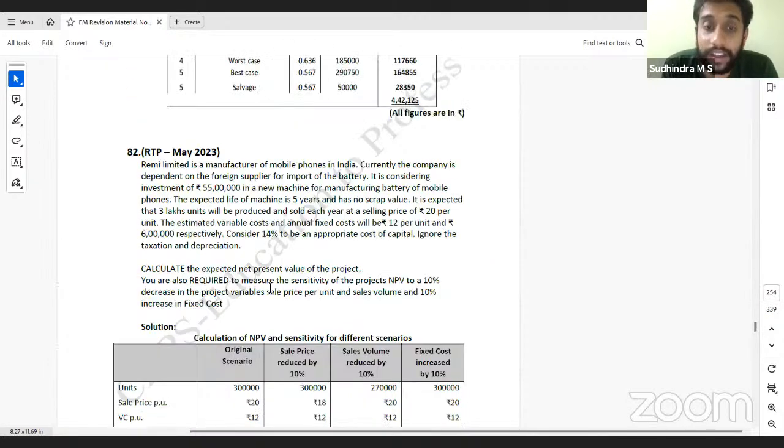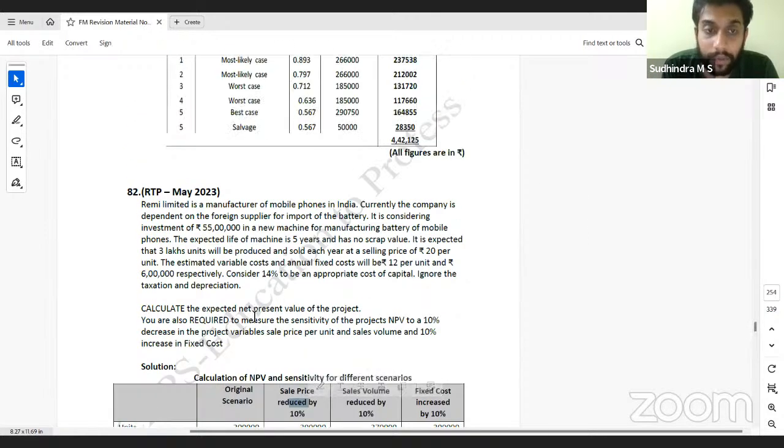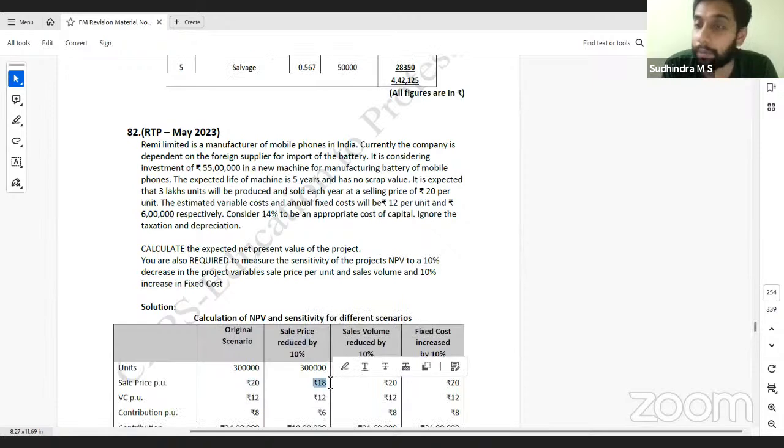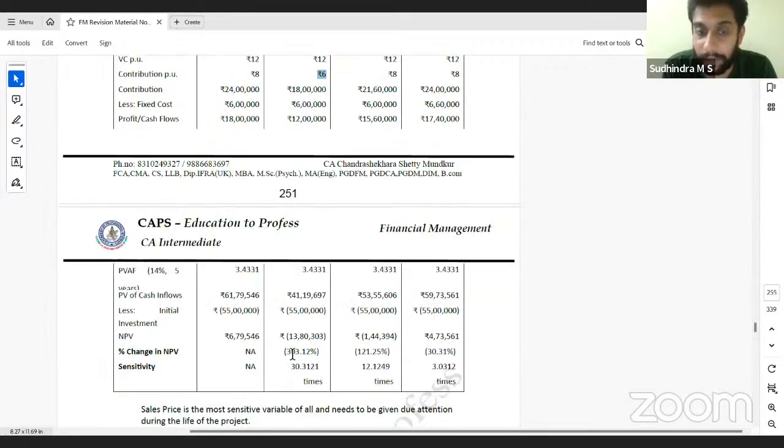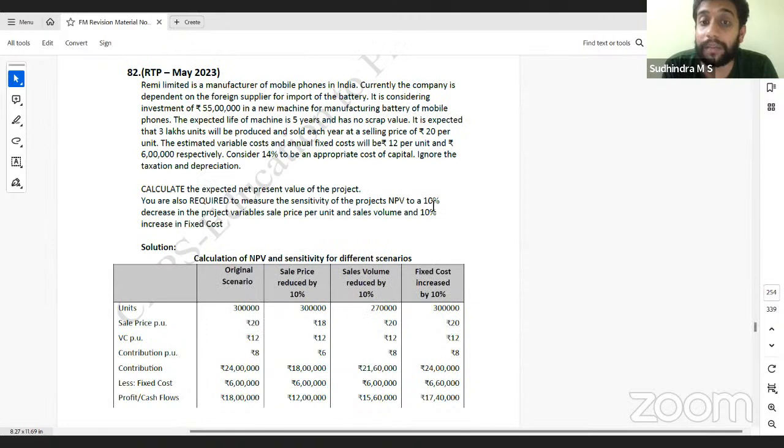Then what are they telling us? Sale price reduced by 10%. Sale price was 20 rupees, 10% reduced means 18 rupees. Thereby contribution is 6 rupees. Accordingly, everything changes. NPV becomes negative. So 13 lakhs, it became from 6 lakh, a change of 303%. That means it changed 30 times because of a 10% decrease in selling price.